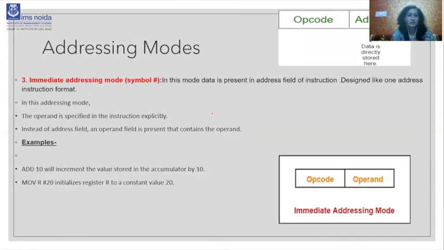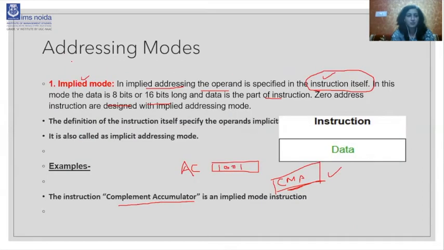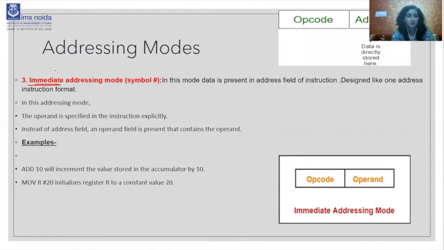Now the next is immediate addressing mode, right? What is immediate addressing mode? What is the difference between it and, as we discussed, implied? Don't be confused between the implied and immediate. Immediate is recognized by a hash symbol, right? When you see the hash symbol, it means by default it is an immediate addressing mode.